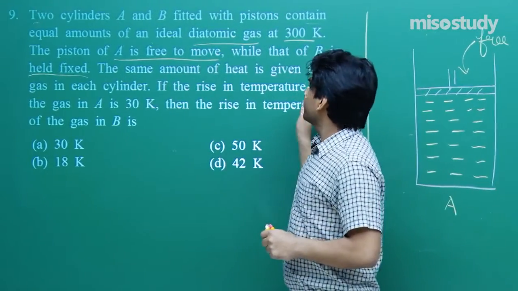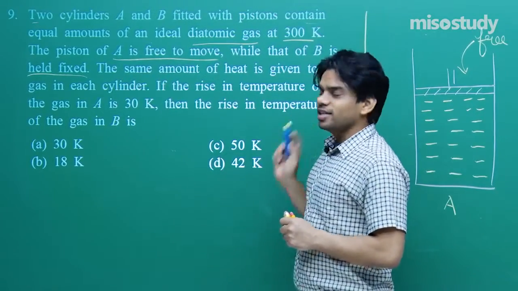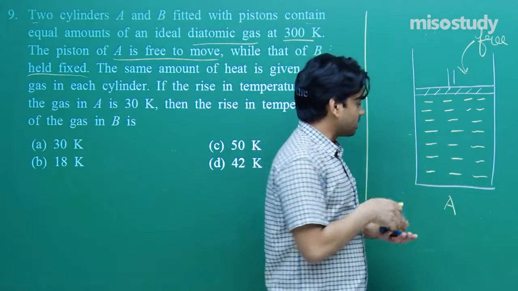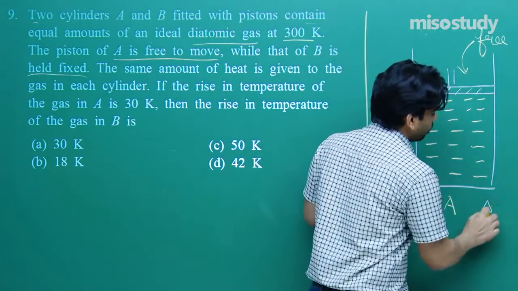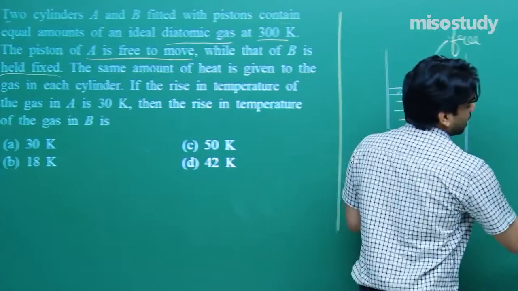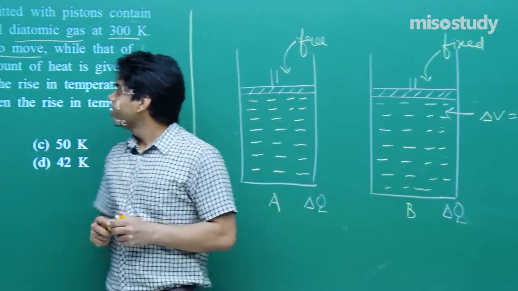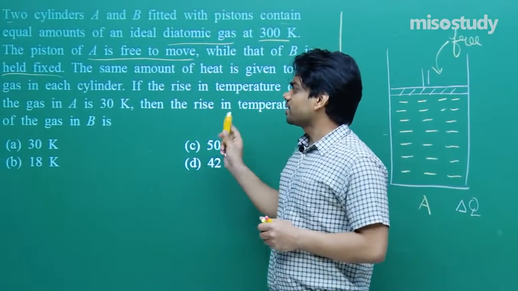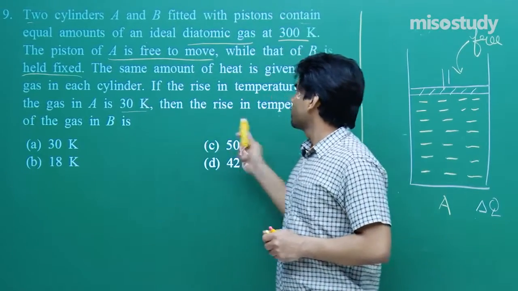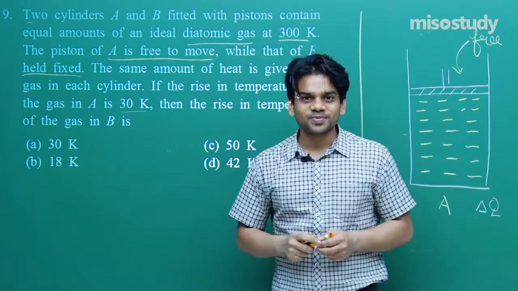The same amount of heat is given to the gas in each cylinder. You have provided the same amount of heat, let's say delta Q in this and delta Q in this also. If the rise in temperature of the gas in A is 30 Kelvin, then the rise in temperature of the gas in B is?